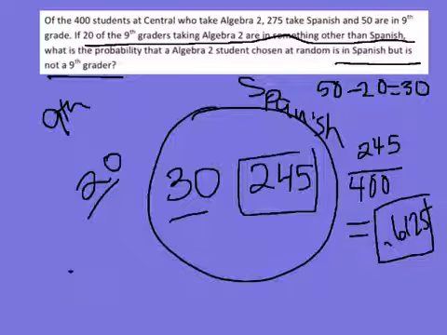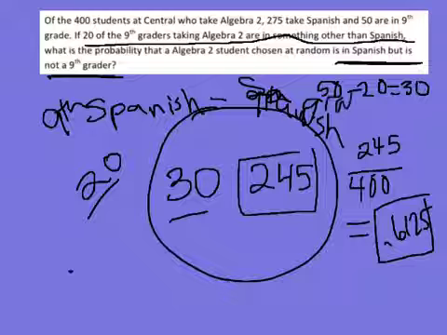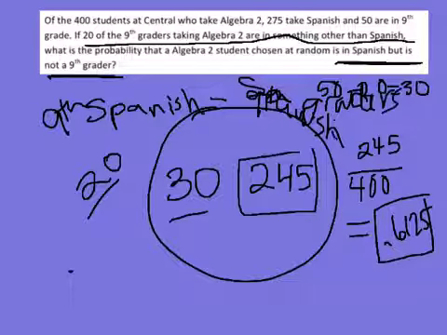So again, we start with the question this time. What's the probability that a student chosen at random is in Spanish but is not a ninth grader? So that means we have to take all the people in Spanish and take away all the ninth graders who are in Spanish. So ninth graders in Spanish.